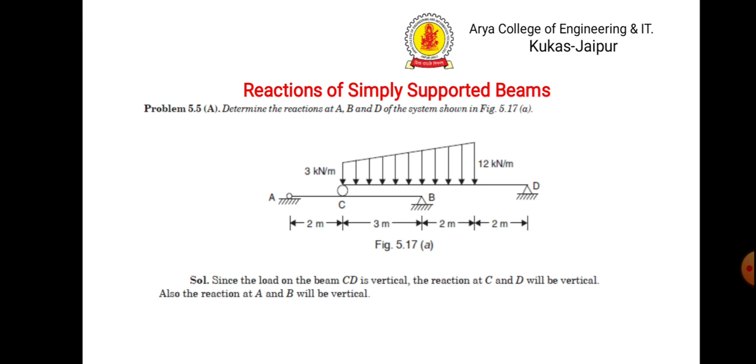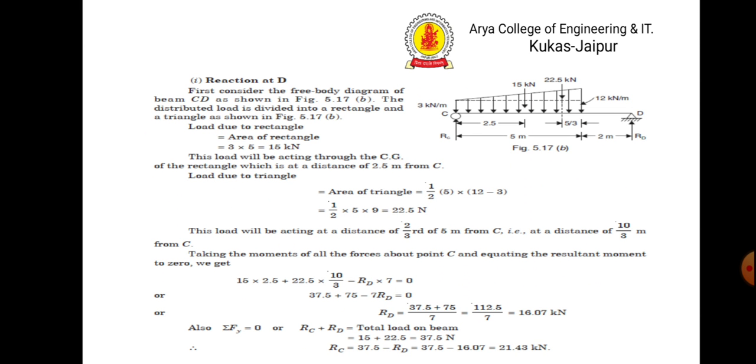This is a free body diagram for your CD. So we will have to find out the reaction at D. First we will convert all the forces into point loads. The distributed load is divided into a rectangle and a triangle. So the load due to the rectangle is nothing but its magnitude, which is length into width.